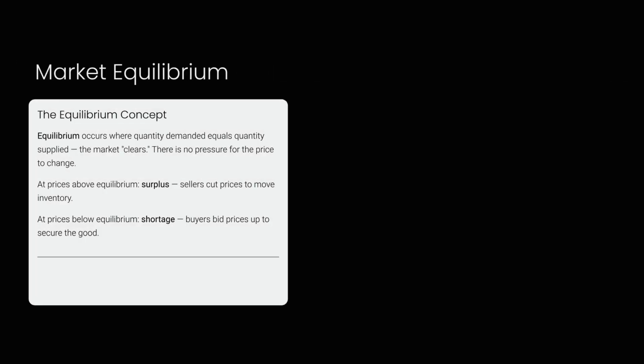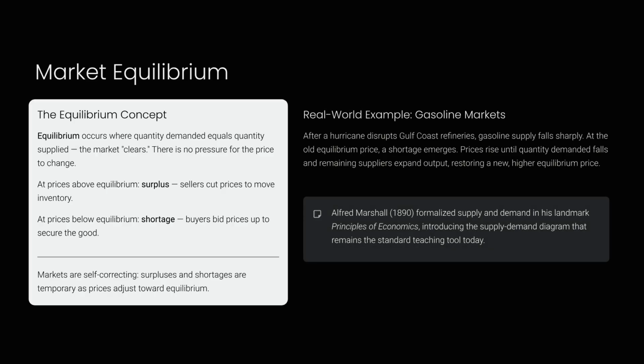Market equilibrium occurs where quantity demanded equals quantity supplied. The market clears. At prices above equilibrium, we have a surplus, and below, a shortage. Markets self-correct as prices adjust toward equilibrium, a concept formalized by Alfred Marshall.